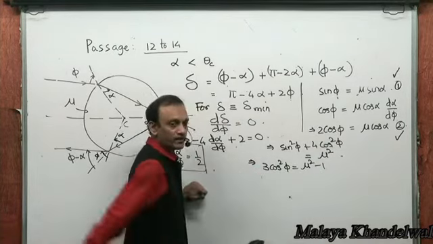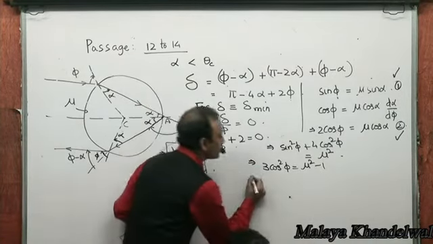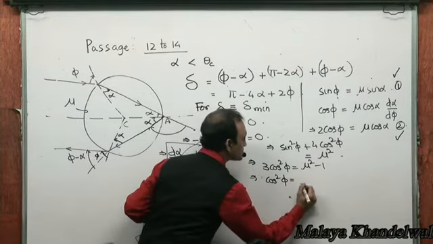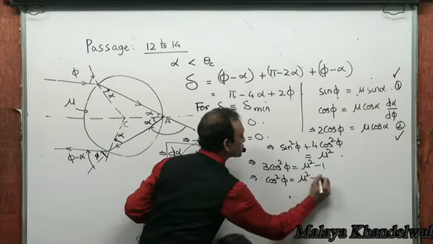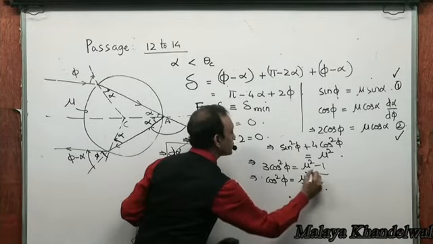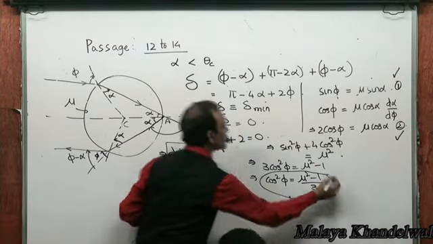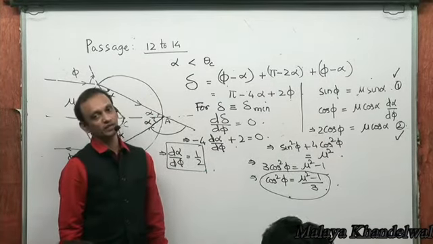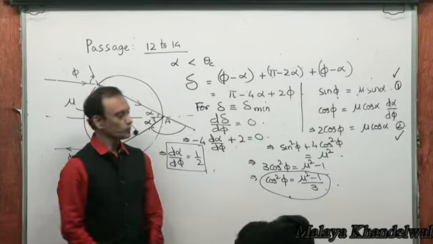So cos squared phi is mu squared minus 1 by 3. This is what happens, and this is the required phi. Yes or no? Right?